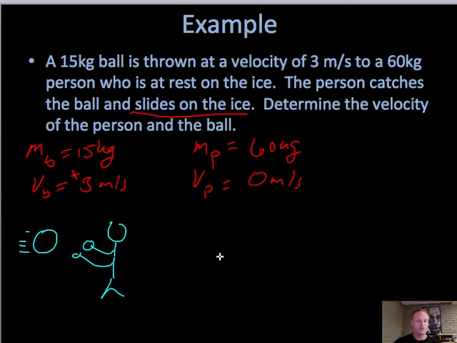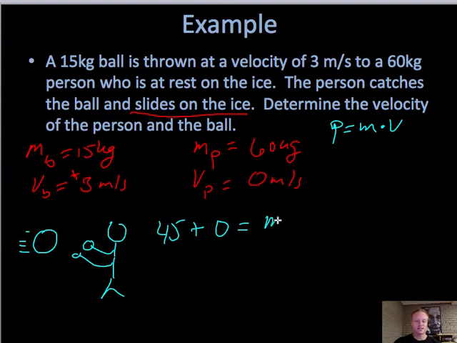What is the total momentum of that system? Well, remember, the formula for momentum is m times v. So 15 times 3 is 45, plus what is the momentum of this person? Well, 60 times 0, anything times 0 is 0, so plus 0. Equals the final momentum. Now, what is the final momentum?